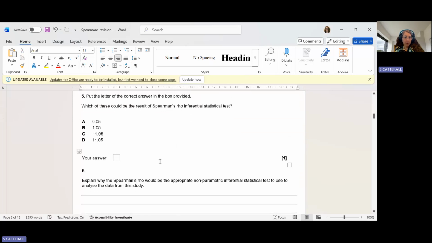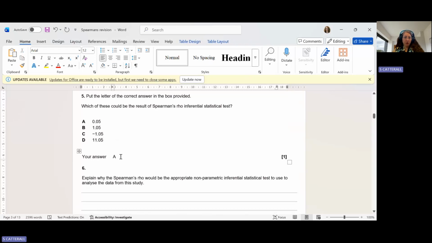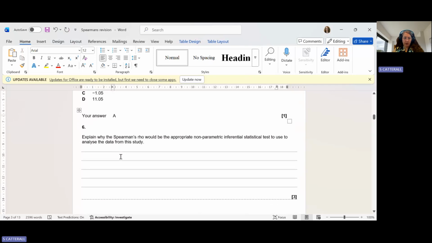And then we've got put the letter of the correct answer in the box. Which of these would be a Spearman's rank value? So this again is showing you an example answer for what you might get for the end of the test. So it needs to be between -1 and +1 because it's a correlation coefficient. So it's not going to be D, so that gets rid of that one straight away. And it's not going to be these because they're too big, they're above 1. So already we know that it's going to be A. So once you know what a coefficient is, that's quite an easy question.